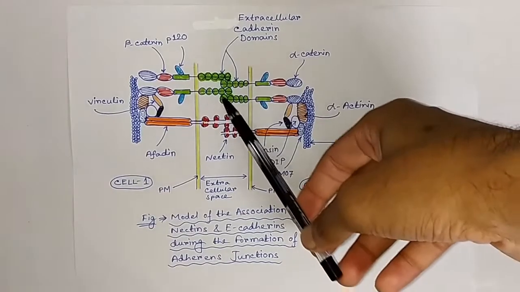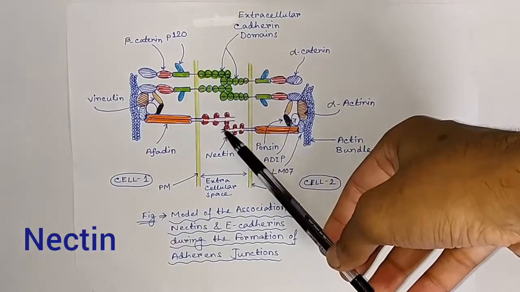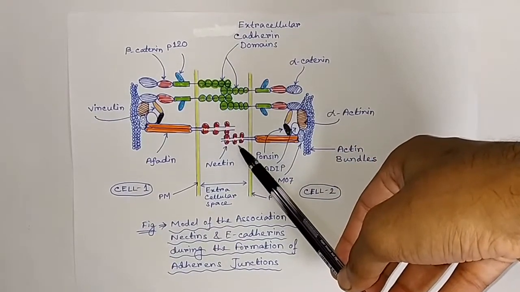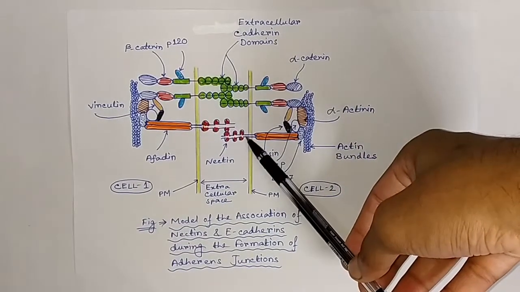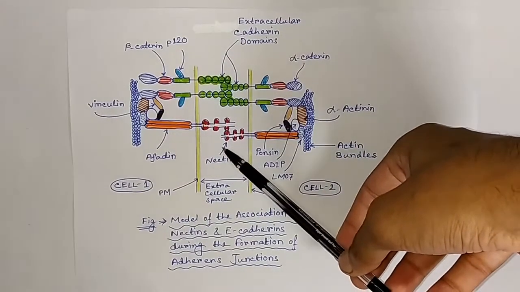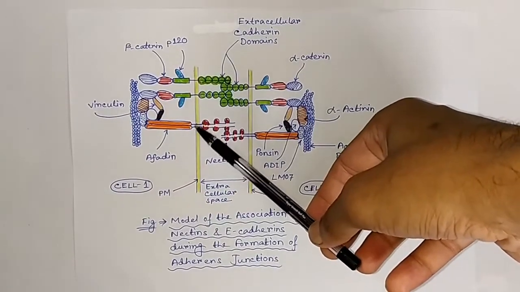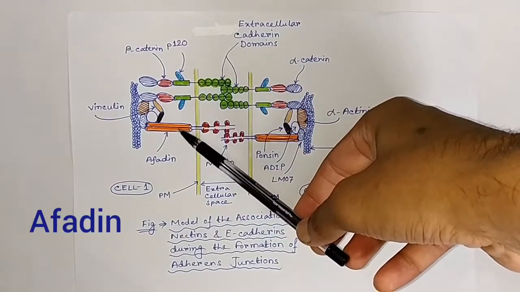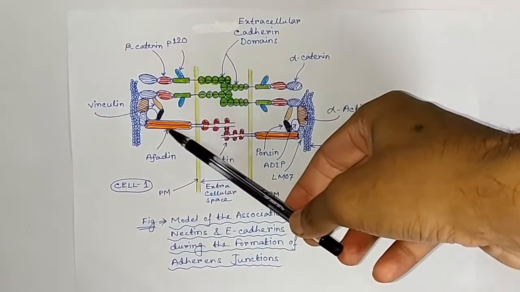In addition to the cadherins, a second type of cell adhesion molecule, nectin, is also present at adherens junctions. These are members of the immunoglobulin superfamily. Like cadherins, nectins also interact in a homophilic manner, but can also bind heterophilically to different nectins in the membrane of the opposing cell. The cytoplasmic region of nectins binds afadin. Afadin may be associated directly with actin bundles, but this has not been proven.